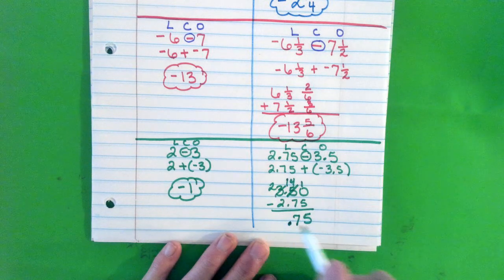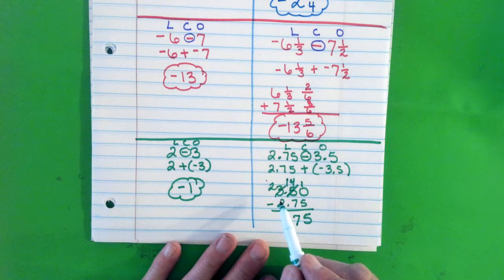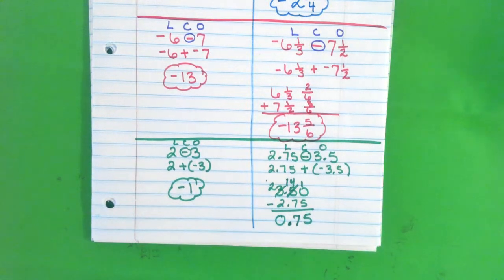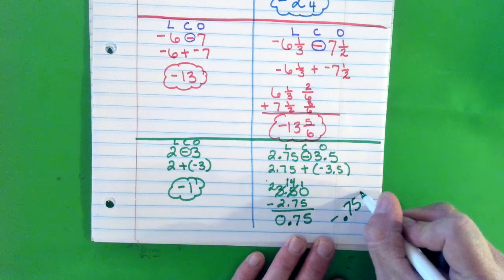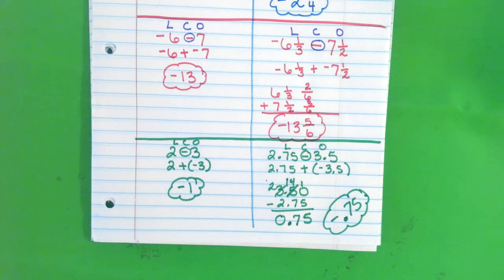Decimal comes straight down because I'm adding, subtracting. You line up your decimal. And 2 minus 2 is 0. Negative, good job. Negative 0.75 is the answer. You can have the 0 or drop it. Either way is fine. So that's adding and subtracting.